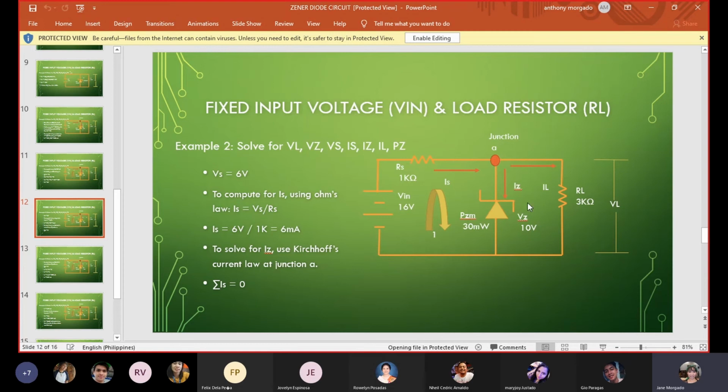Okay? So, dito, we have the IS actually is the total current flowing through in the circuit. And then si IS, dalawa yan, pwedeng daanan. Some of the current will flow through Zener, some of the current will flow through RL. Pero pagdating dito sa path na to, yung naghiwalay na IZ and IL, magsasama ulit sila. They will combine again to become IS.